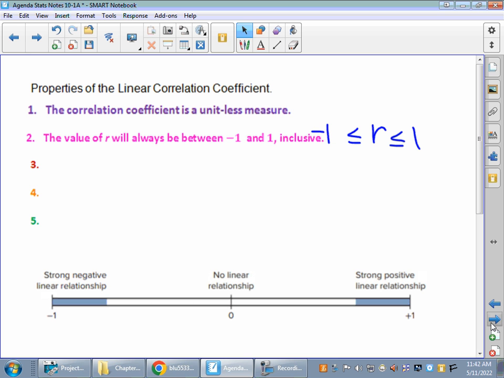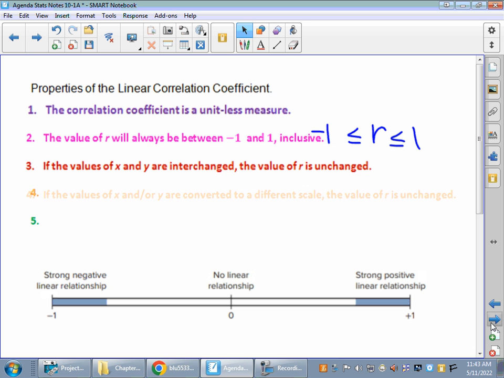R is somewhere in between -1 and +1, including those values. Number 3, if the values of x and y are interchanged, you still get the same R. So it doesn't matter which way you go them. If we're going to use lists in our TI-84, it doesn't technically matter what is list 1 and list 2, x then y then x.